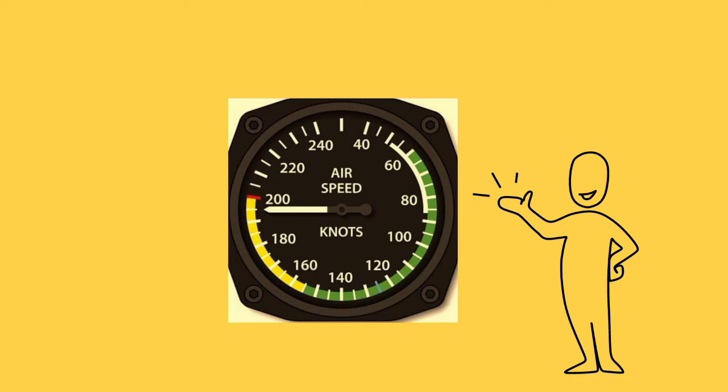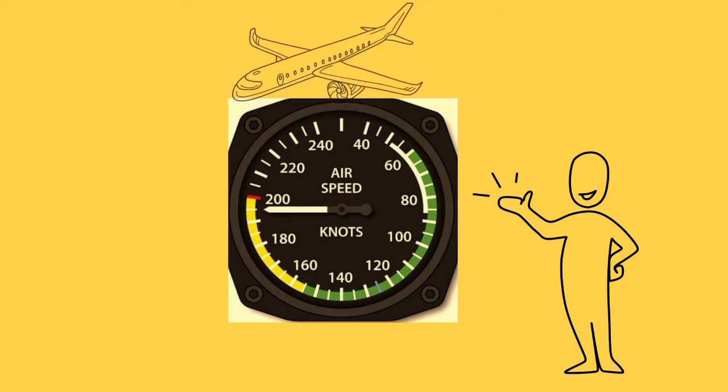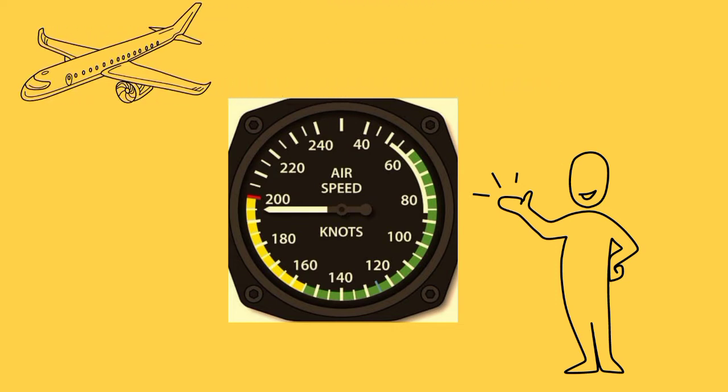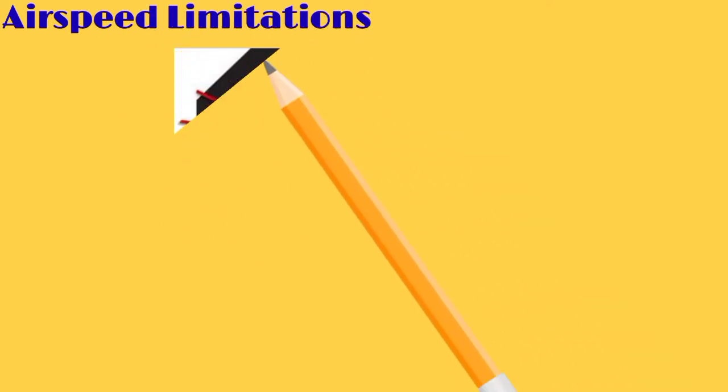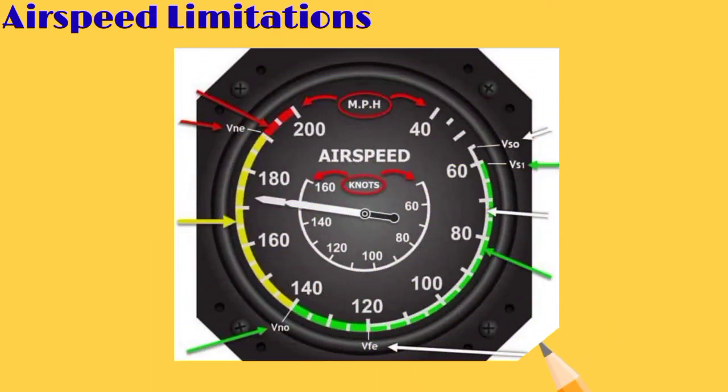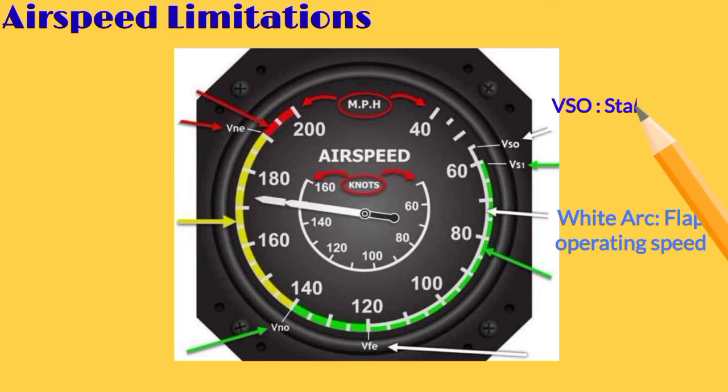The Airspeed Indicator is an FOO, a required instrument used primarily to provide guidance during climbs, descents, and landings. We'll start with the white arc that you see right here. The white arc represents the flap operating range in your aircraft. At the bottom of the white arc is the airspeed limitation called VSO.